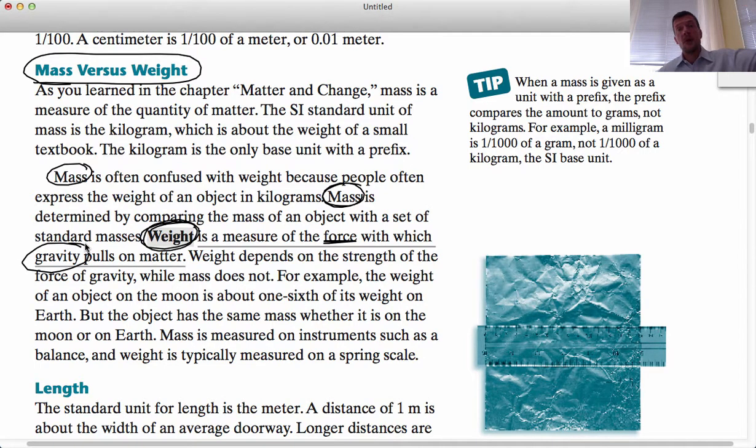You go to the top of a very tall mountain, and the pull of gravity is going to be different than if you were closer to the center of the earth. The pull of gravity is going to be less at the top of the mountain. So you're going to have a difference in your weight, but not a difference in your mass. You go to the moon, you can have a difference in your weight, but not in your mass.